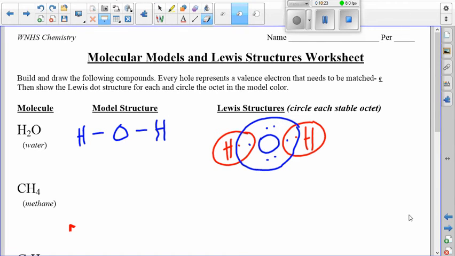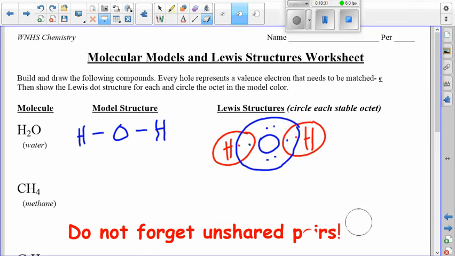So I just want to clarify, you don't need to draw the lone pairs of electrons when you are doing your model structure, but you do not want to forget them when you're working with your Lewis dot structure. So you need to have these lone pairs of electrons right here and right here on oxygen to get your full credit. Okay?